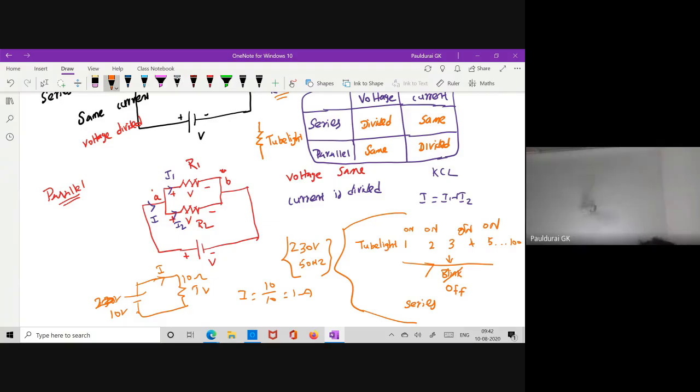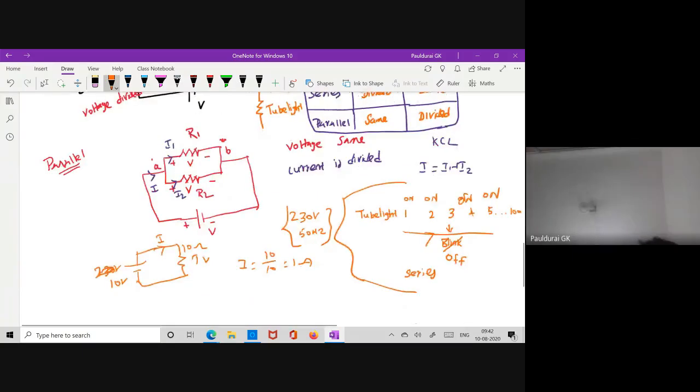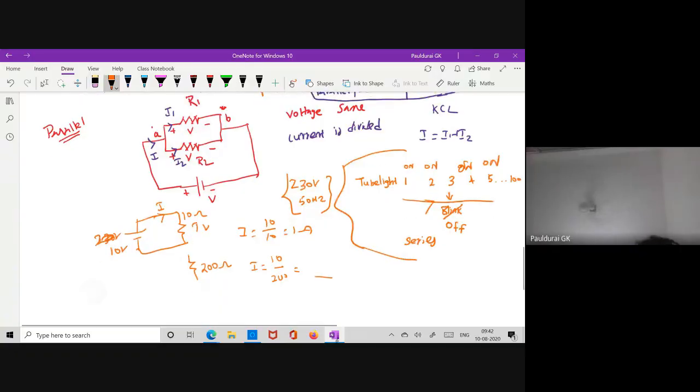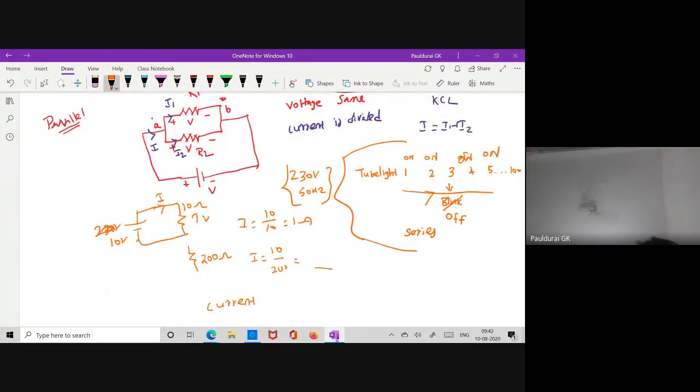Next, I am connecting an AC. The AC may have a higher resistance, let's say 200 ohms. Now what is I equal to V by R, 10/200. You will get some current. So my conclusion: current depends on the load, but voltage remains the same. That is the required one, right?